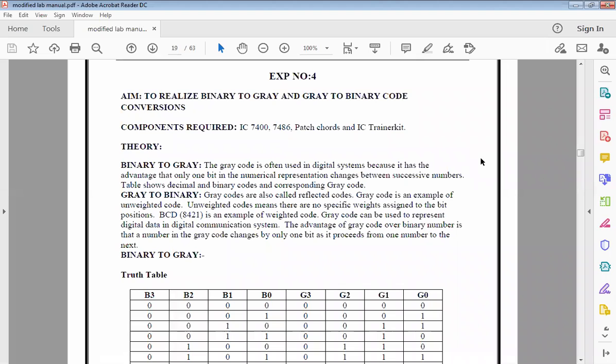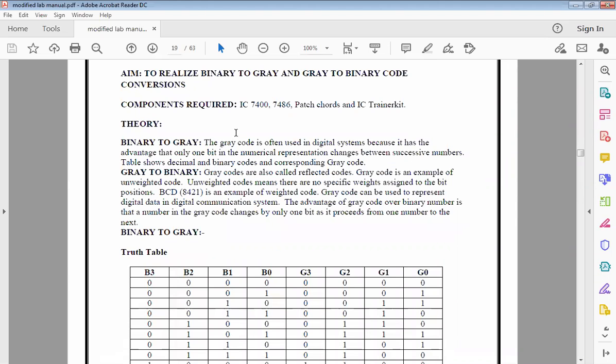Okay. Fine. So the components needed will be IC 7400. I think by now you all know what 7400 and 7486 are. What are patch cards? Wires, sir. Yes, connecting wires. This will be a bunch of wires which connects from one point to another point, right? Then the IC trainer kit.